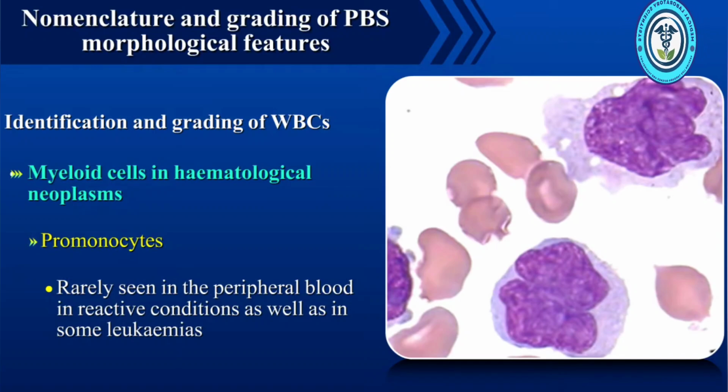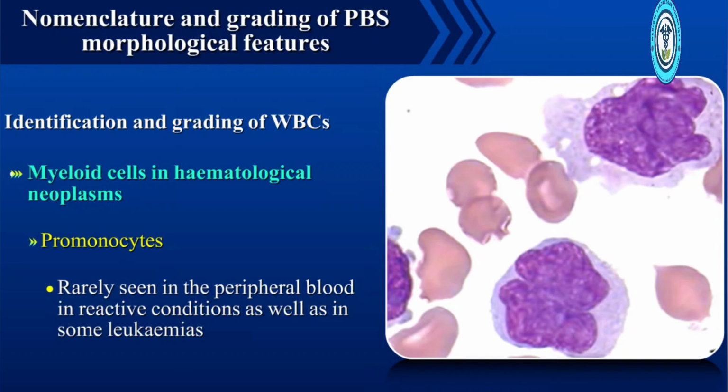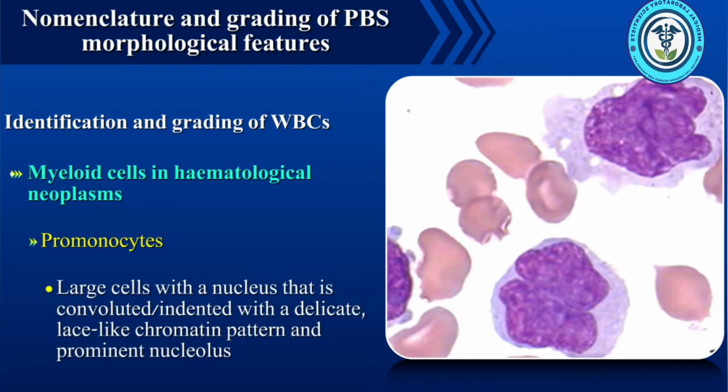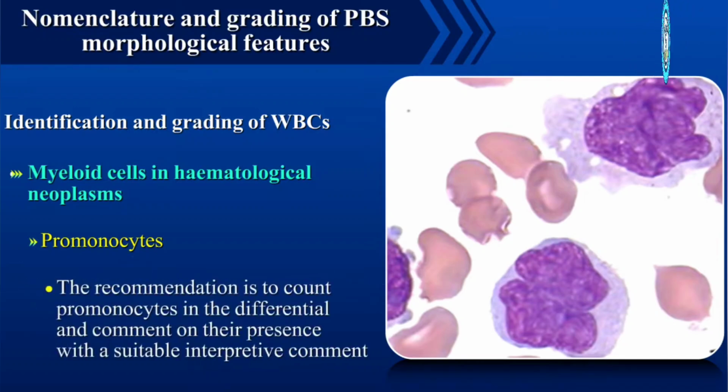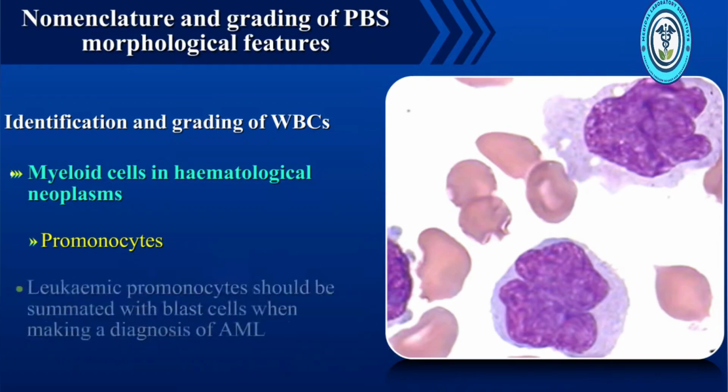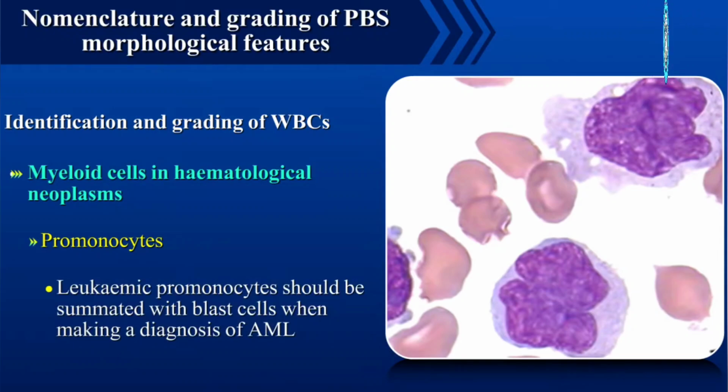Promonocytes may be rarely seen in the peripheral blood in reactive conditions, as well as in some leukemias, and are large cells with a nucleus that is convoluted or indented with a delicate lace-like chromatin pattern and prominent nucleolus. The cytoplasm is bluish gray and may contain a small number of fine red to violet granules. The recommendation is to count promonocytes in the differential and comment on their presence with a suitable interpretive comment. Leukemic promonocytes should be summated with blast cells when making a diagnosis of AML.